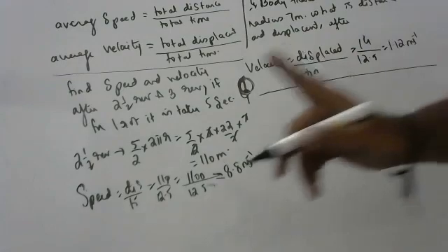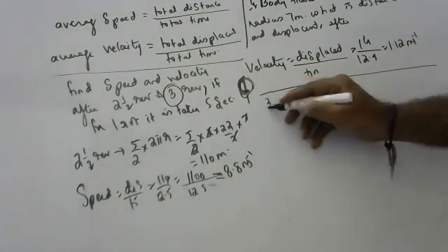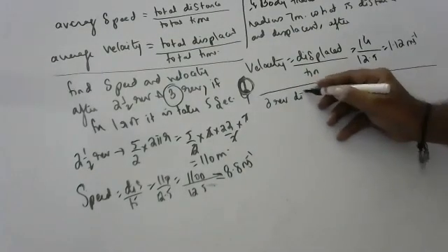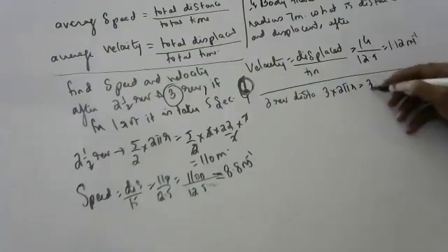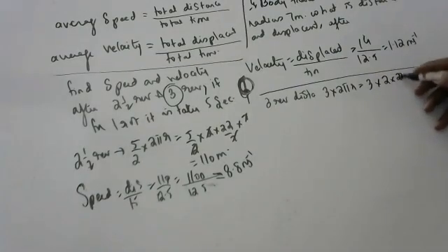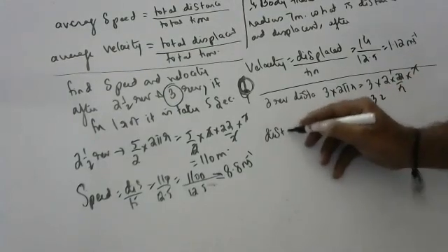Now, children, for 3 revolutions. For 3 revolutions, what will be the distance? 3 into 2 into 22 by 7 into 7. Yes, no one is telling except Vivek. It is 132 meters.